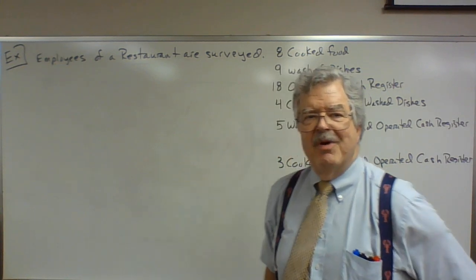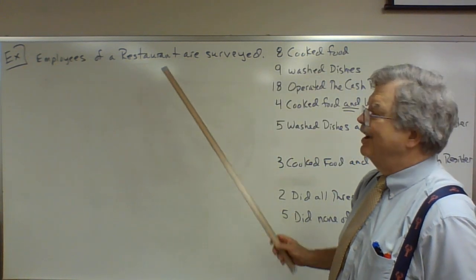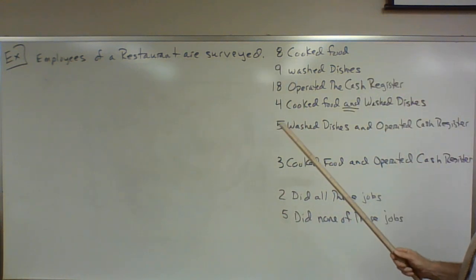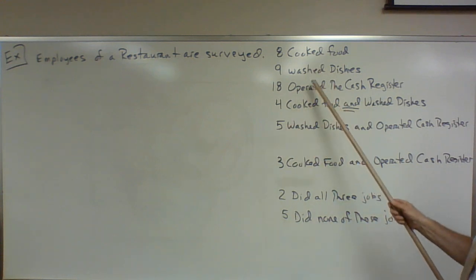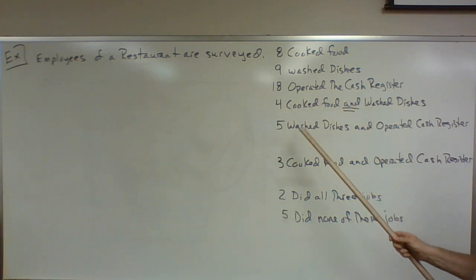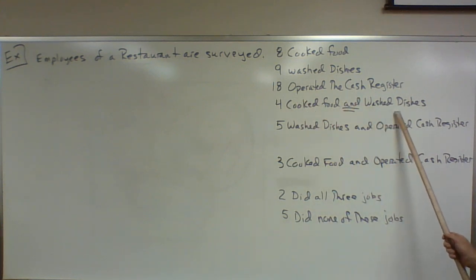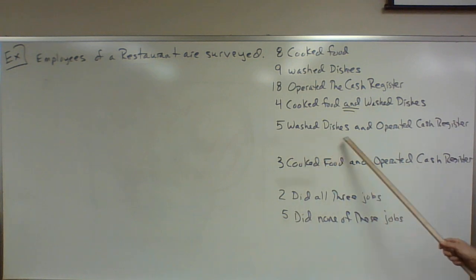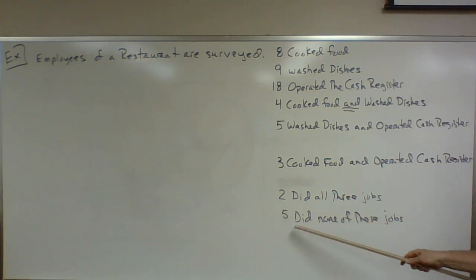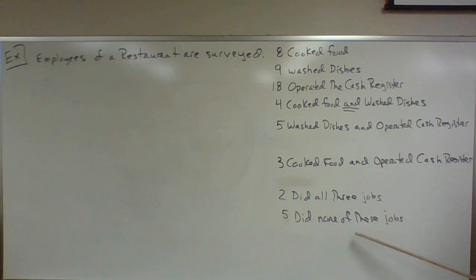Goodness gracious, great balls of fire. Look at this exercise. Employees of a restaurant are surveyed: 8 cooked food, 9 washed dishes, 18 operated the cash register, 4 cooked food and washed dishes, 5 washed dishes and operated the cash register, 3 cooked food and operated the cash register. 2 employees did all 3 of these jobs. 5 employees did none of these jobs.